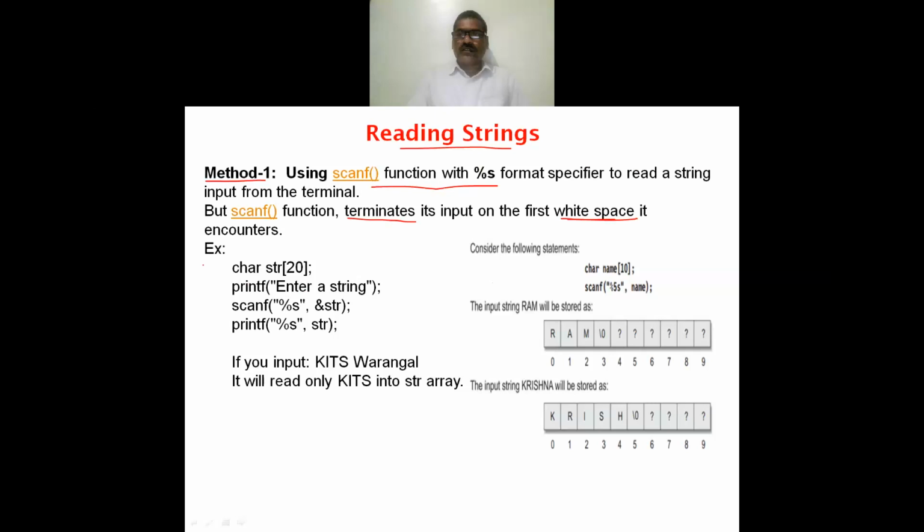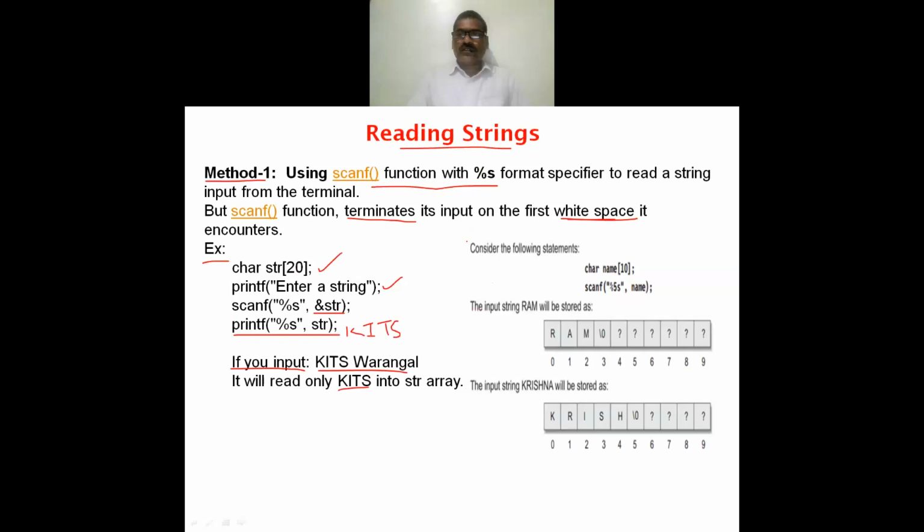For example, consider this char str[20]. We ask the user to enter a string, scanf with %s and str, then we print that string. If the user gives the input as "kids Warangal", it will read only up to "kids" into this str array, and it will print only "kids". It will not read "Warangal". It will read "Warangal" only if we have another scanf function to read another string.